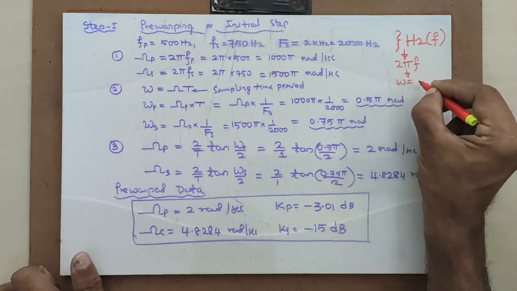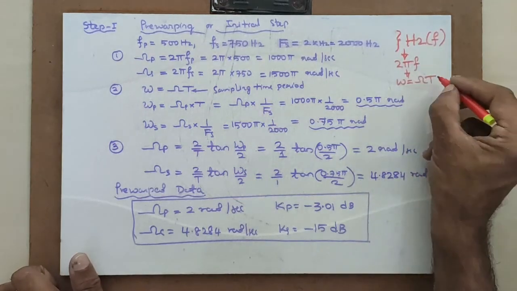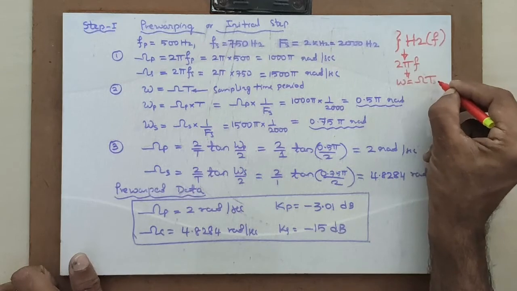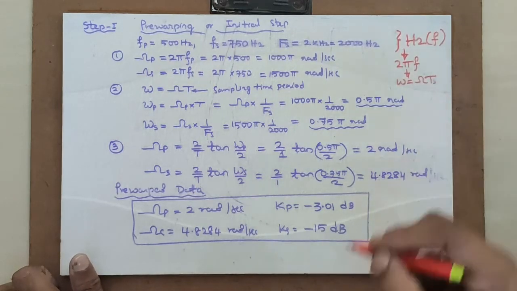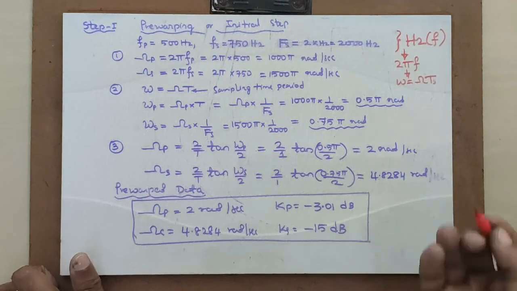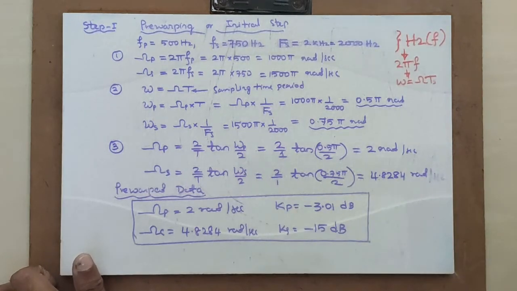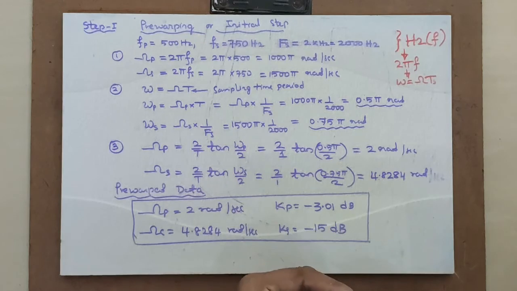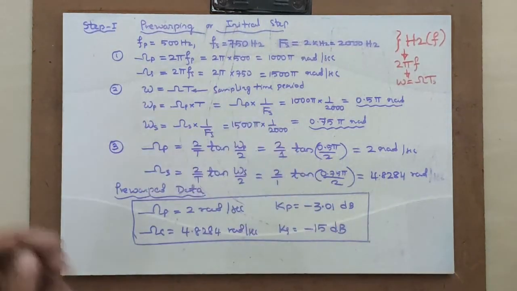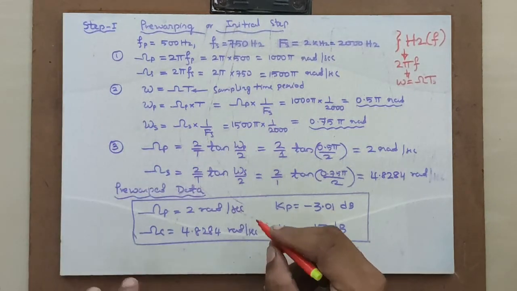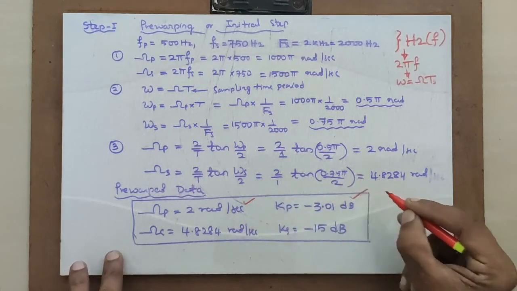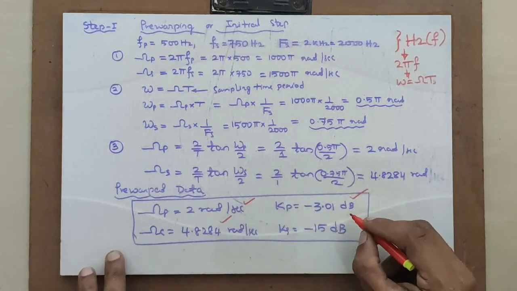W is equal to omega T, where T is the sampling period, 1 by fs. Then that w, you again have to use in the 2 by T tan w by 2 formula. Don't get confused. Go through a few typical examples. If hertz is given in the first step, you have to go through these 3 typical sub steps in main step 1 so as to come out with the pre-warped data. Now you see 2 radians per second, minus 3.01 decibel, 4.8284 and minus 15 decibel.